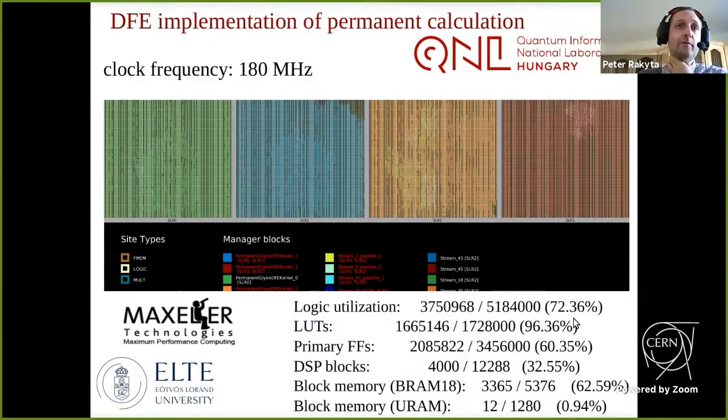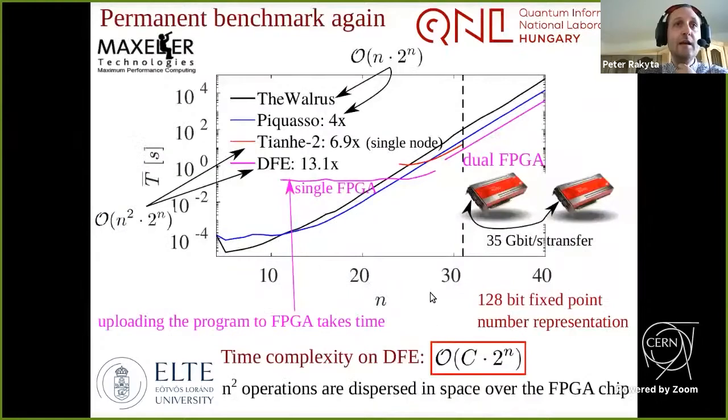The fact is that we now have 72% utilization of the resources on the FPGA, and we are trying to reduce mainly the logic, because we see from the numbers that the logic is the bottleneck in this implementation. We are trying to use gray code ordering with the software engineer from Maxeler. So this is what we are working on currently.